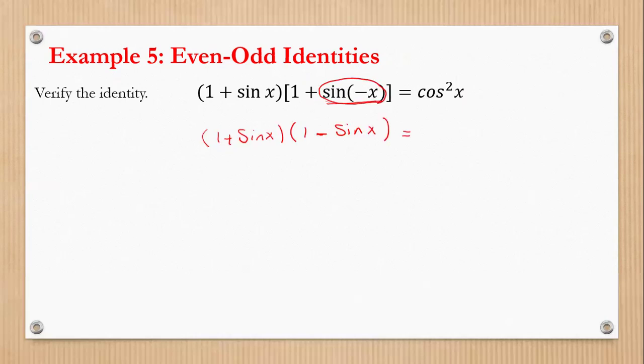I started from the left side, and I want to simplify this side to get the right side. So what we can do on the left side, you see two parentheses with multiplication in between. That means, okay, you should multiply them. There is nothing else that we can do except multiplying. So let's multiply the parentheses. 1 times 1, 1 times negative sine, sine times 1, sine times negative sine. Sine times sine is sine squared.